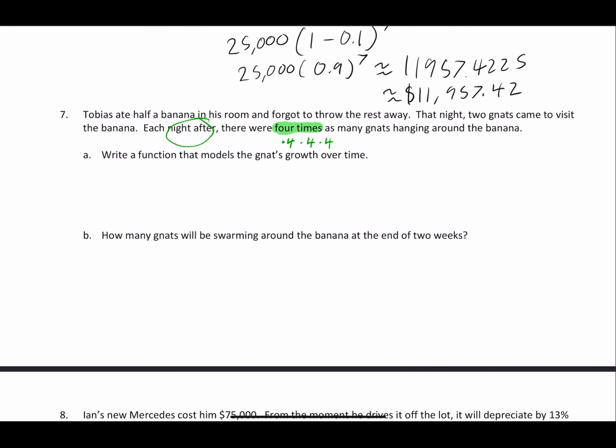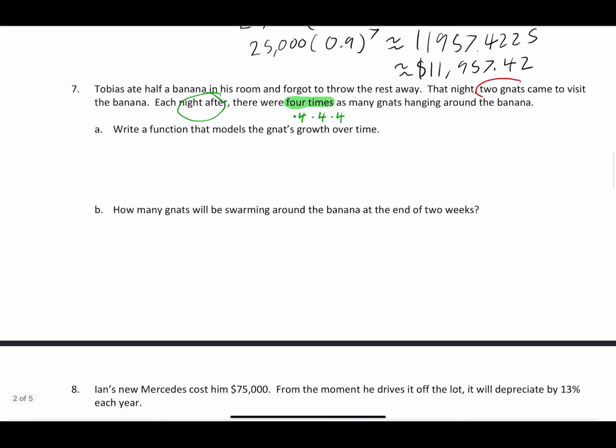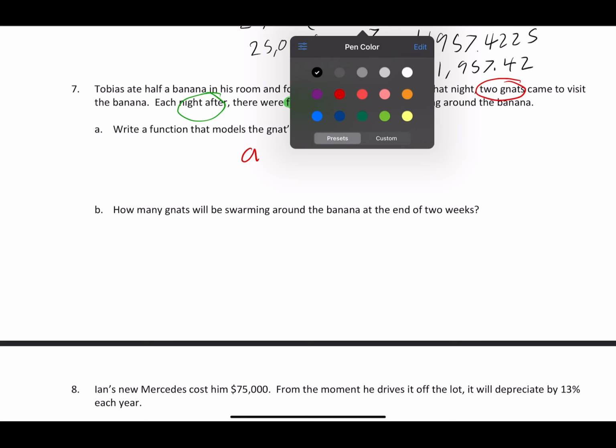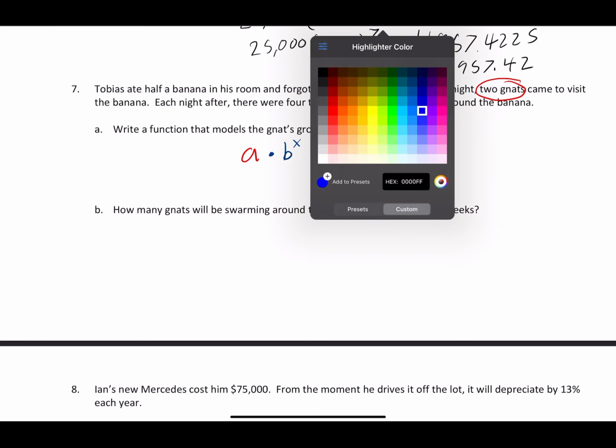Tobias ate half a banana in his room and forgot to throw the rest away. 2 gnats came to visit. So we're starting to begin with 2 gnats. That's our a value. Oh, we are using a times b to the power of x. So that's a b value, not an r value.